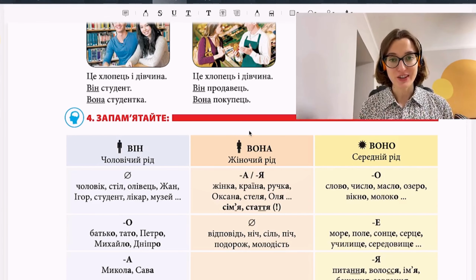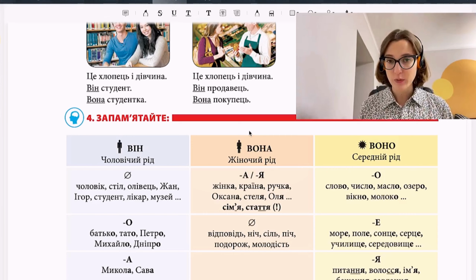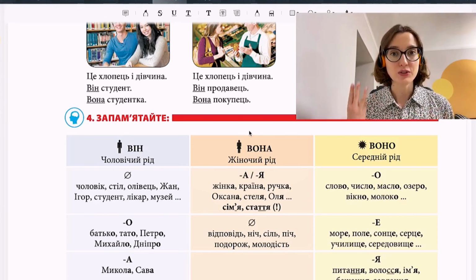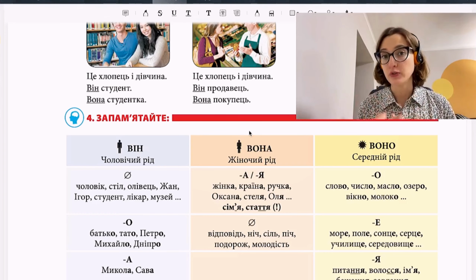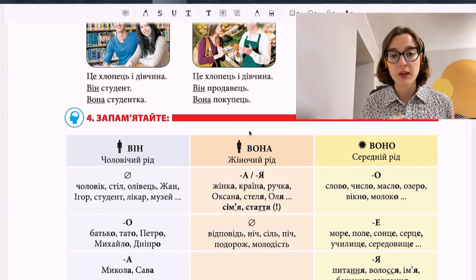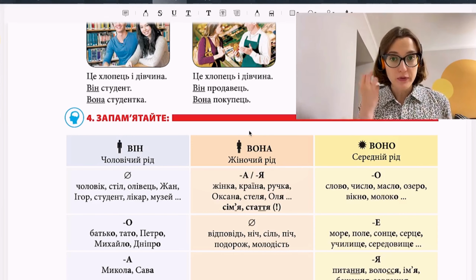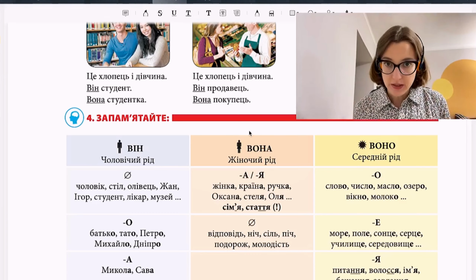Noun gender is a very important topic. I think you have heard about that already: in the Ukrainian language we have three genders, masculine, feminine, and neuter. And also we have the plural form of the nouns. But in the singular form, we have three main genders. And it's, of course, grammatical gender.